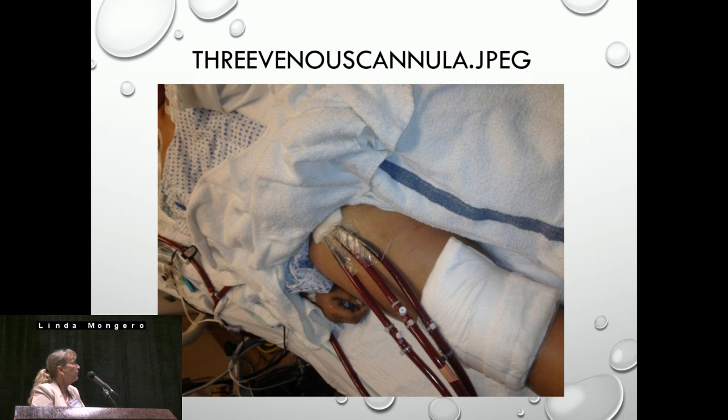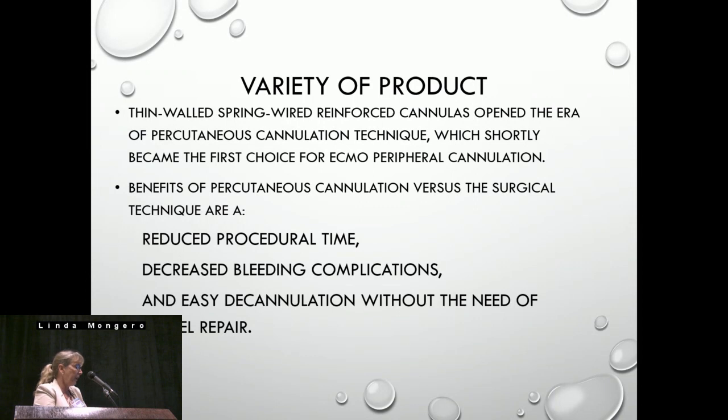This is a picture that I took that will remain nameless. I call it 3 venous cannula JPEG. The 3 individual surgeons tried to place, and these were skilled surgeons, tried to place a cannula into a vessel, and each one of them said, oh, I'll do it, I'll do it, I'll do it, and they all ended up in the same vessel. So, I mean, these are skilled guys, so it can be very complicated.